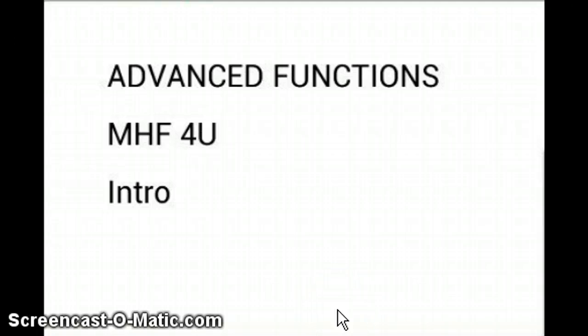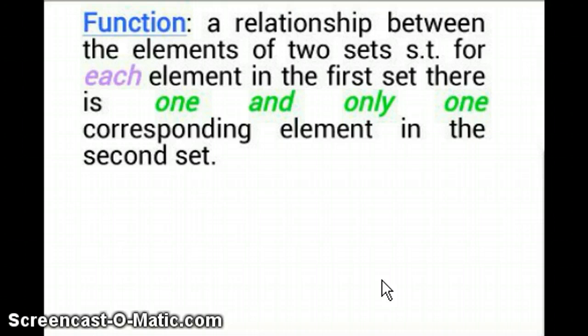I usually start by asking my students what a function is, and surprisingly, though we're speaking about advanced functions, nobody knows what a function is. So that's why I start usually with the definition of a function. A function is a relationship between the elements of two sets, such that for each element in the first set, there is one and only one corresponding element in the second set. Well, now if I asked anybody to reproduce it, nobody will know. So let's see what it really means.